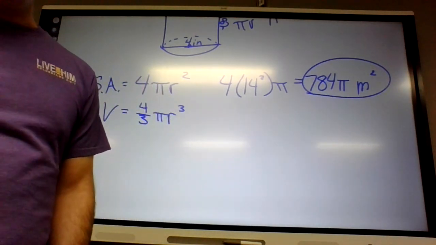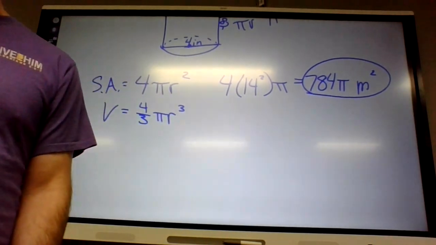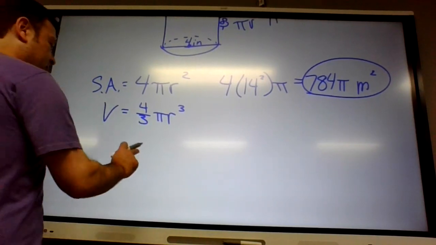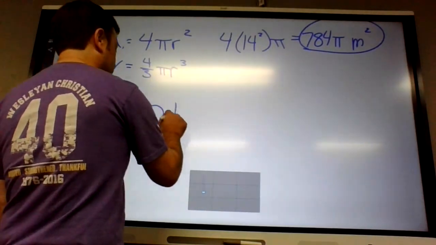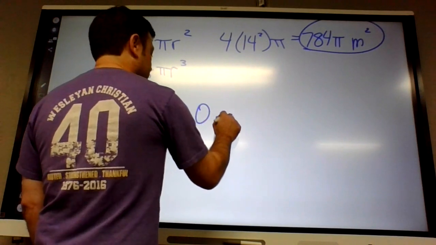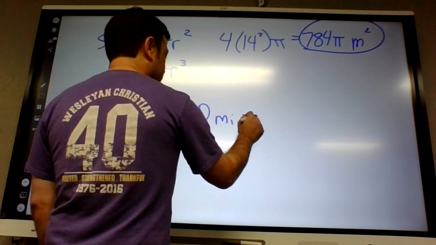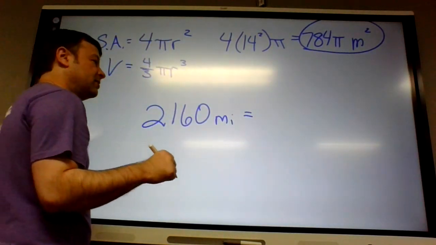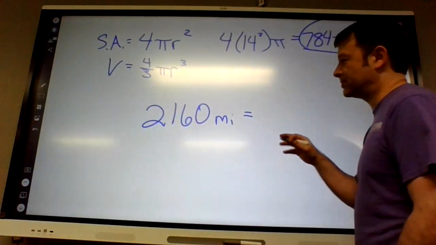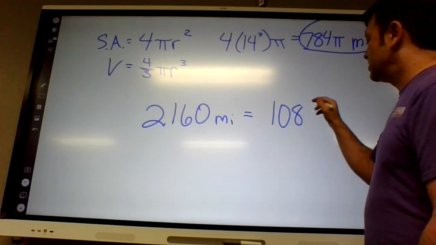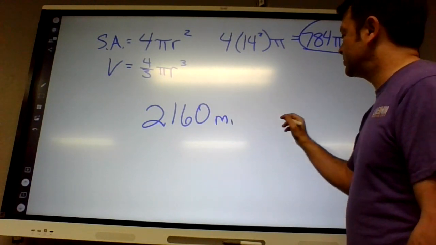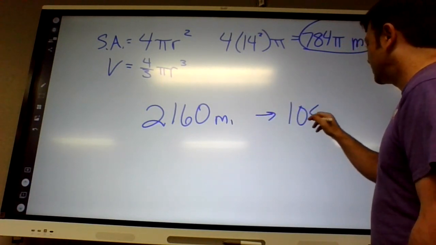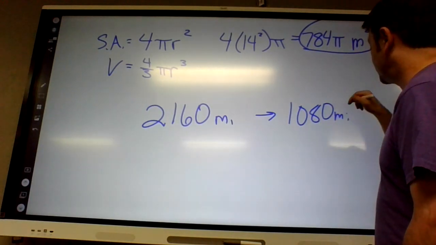But anyway, if its diameter is approximately 2160. So if the diameter of the moon is 2,160 miles, then guess what? We need the radius, and it is 1,080. 1,080 miles is the radius.